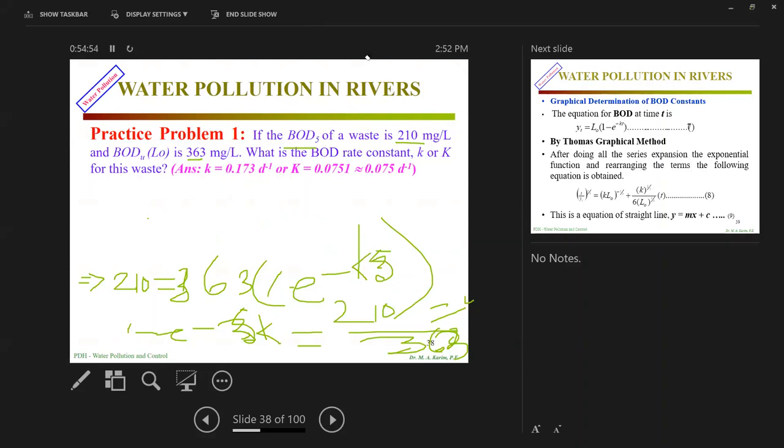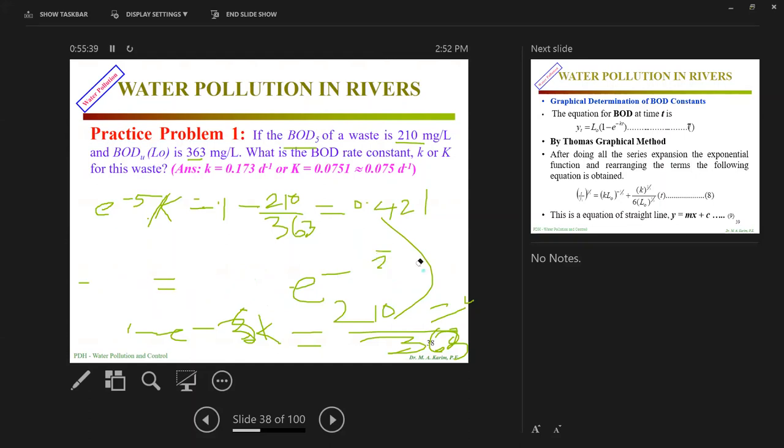Okay, now if I go back here, it would be e to the power minus 5k is equal to, this is small k, equal to 1 minus 210 divided by 363. So if I do the math, this will become basically 210 divided by 363 minus 1, which is 0.421. Okay? So then I'm going to take log on both sides.